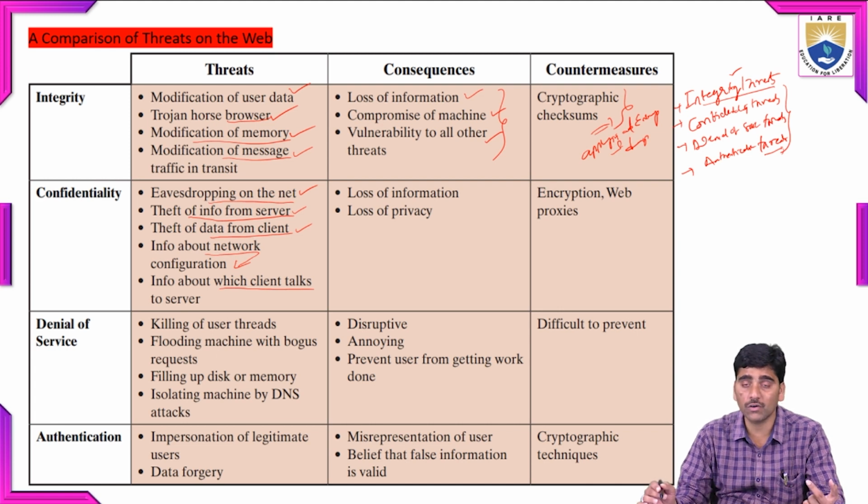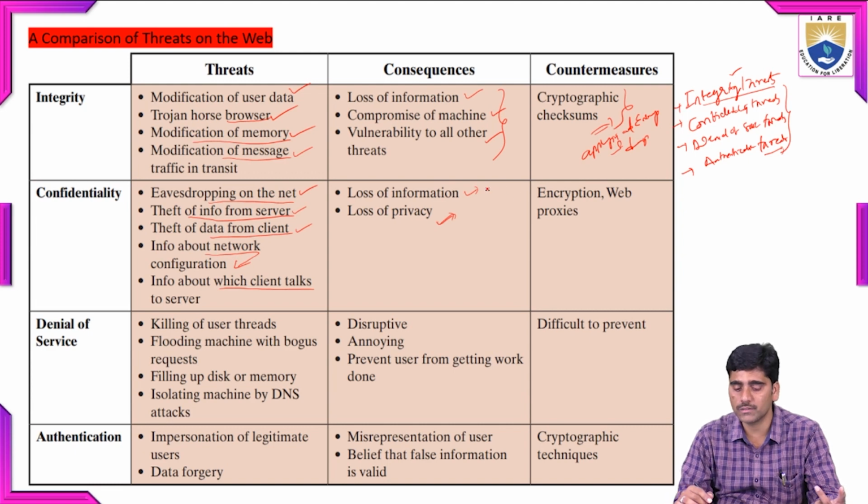Because these confidentiality threats occur, what consequences are we facing? Obviously loss of information. And the second one, loss of privacy. Loss of privacy means indirectly you are exposing your information to other users. So lack of confidentiality occurs.